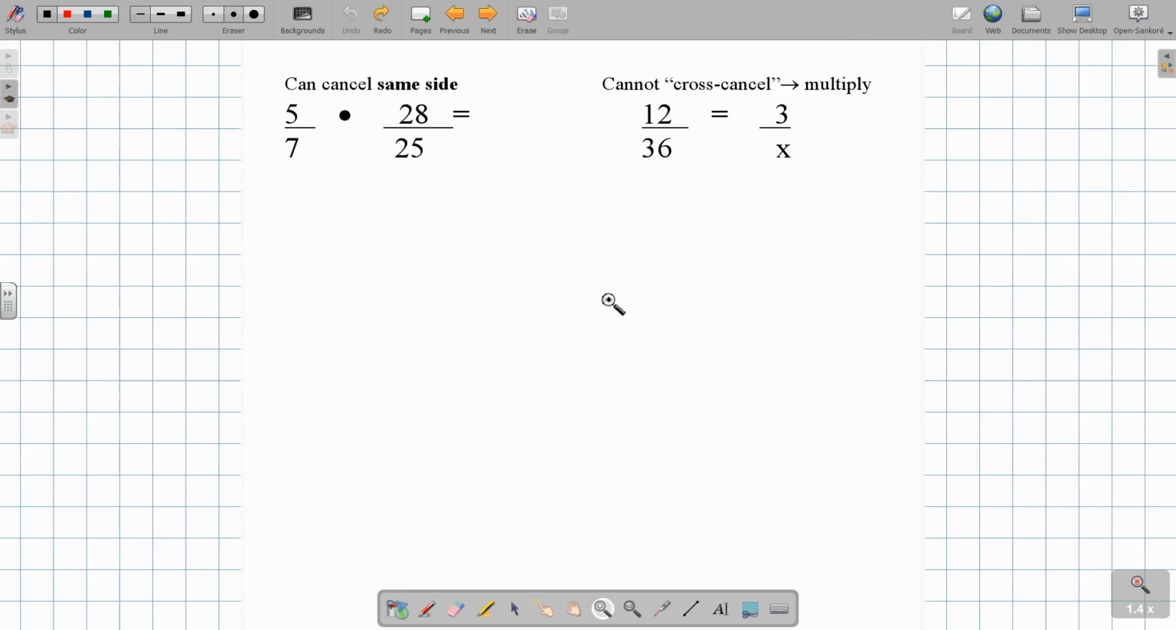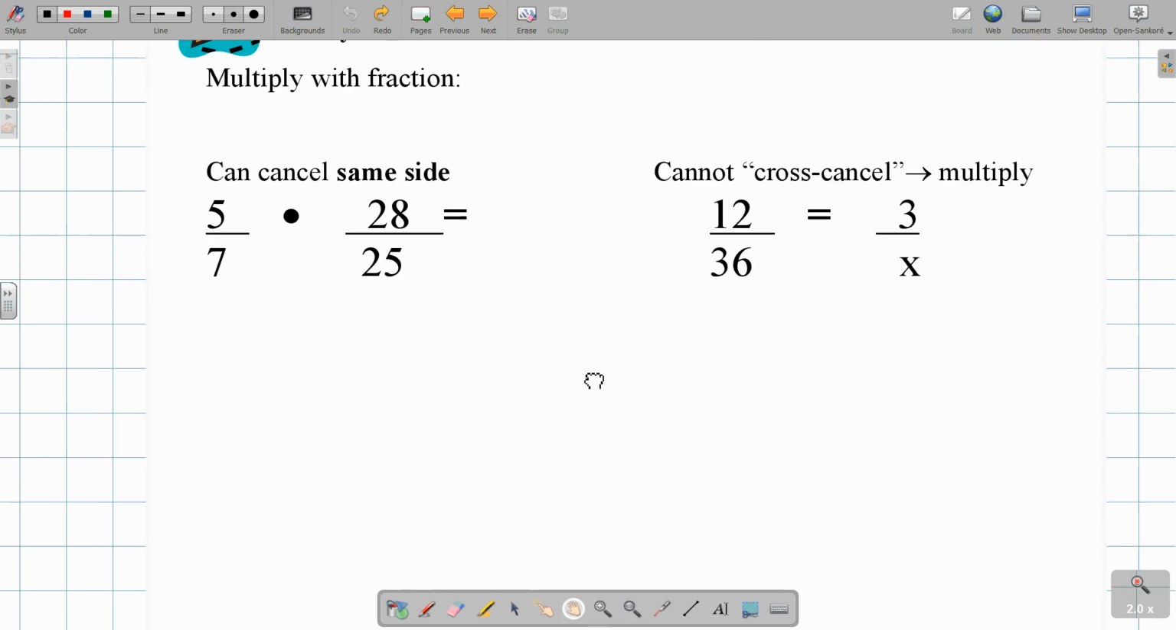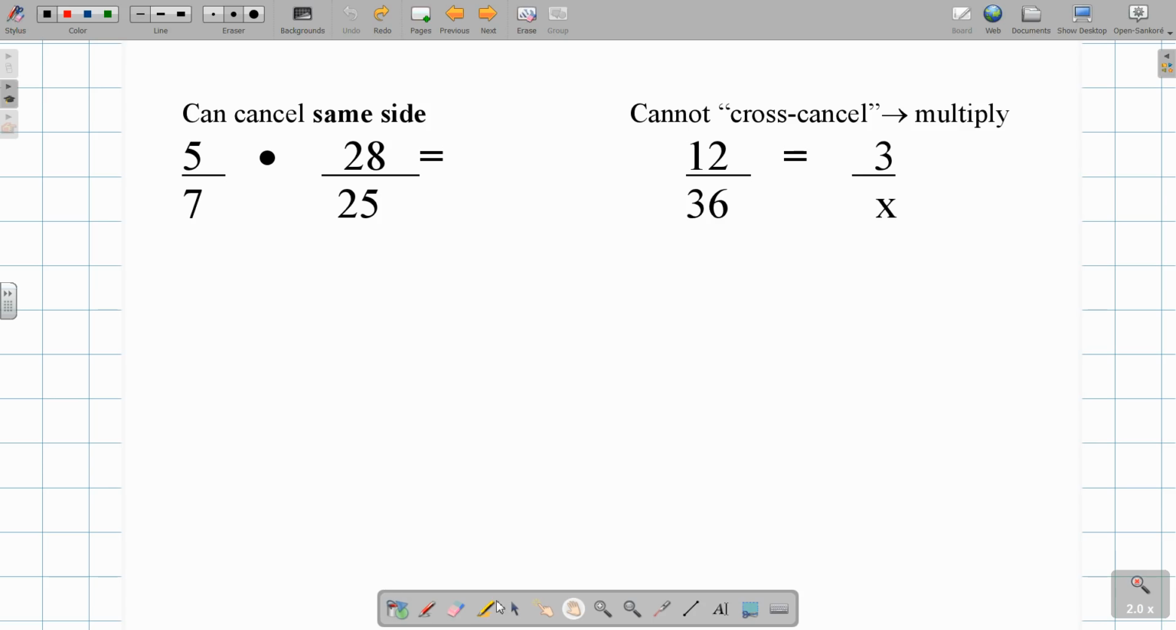Welcome back. With a red pen in hand, let's recap what you did here. If it's on the same side of the equal sign, you can cancel. That's 4, 5. So your answer here should have been 4/5.